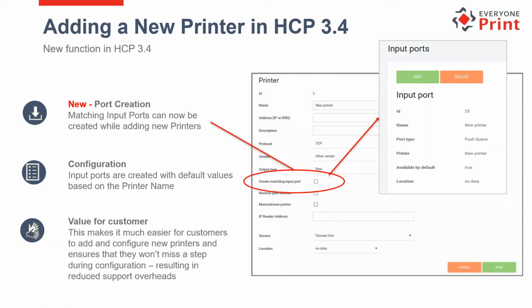Again, this is used with default values based on the printer name, and we create these values mainly for push printing. So again, it makes it much easier for customers to add new printers without having to jump around multiple configuration screens. And it also massively reduces errors and help desk tickets, because we have a lot of customers where the configuration hasn't been done correctly because this step has been missed. So as an overall thing in HCP, we're trying to remove those potentials for error or misconfiguration by making it straightforward as we go through.